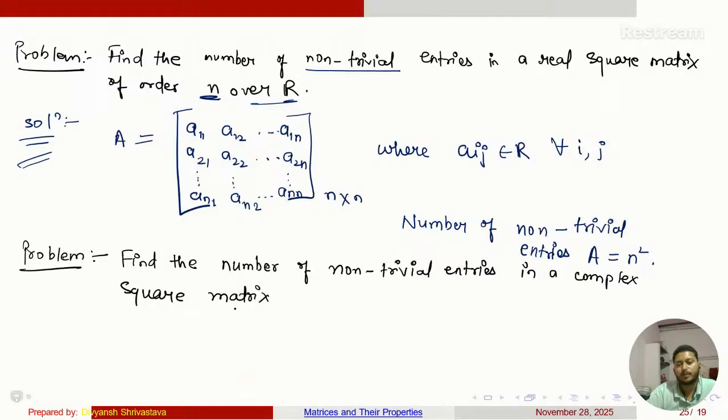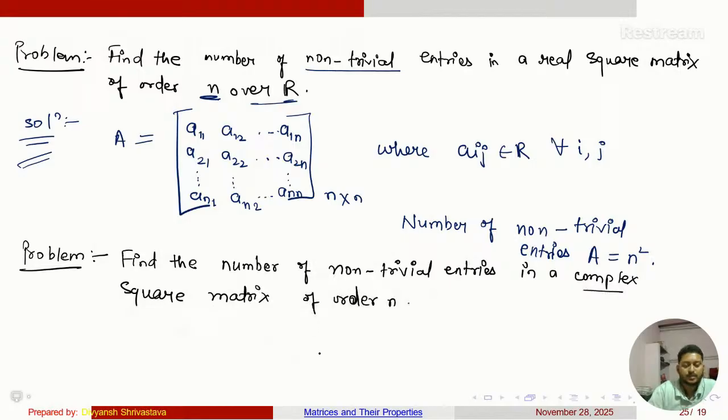Actually, I forgot my charger in our lab, so I cannot take more class. So this is my last topic for today's class, and next day I will make a slide for the class. This is my last problem related to square matrices and entries in a complex square matrix.